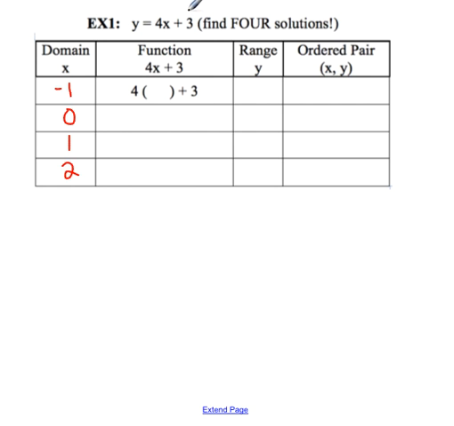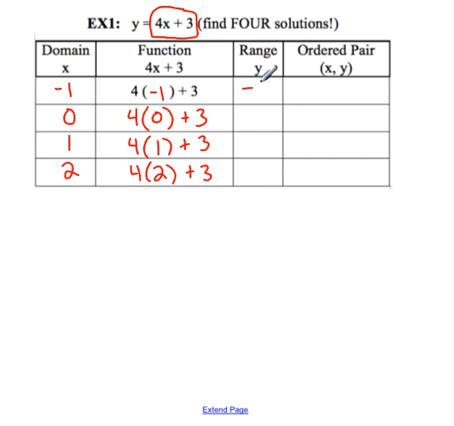Next, I'm plugging them into my function, my rule that I got from right up here. So instead of an x value, I'm going to plug in -1 here. Next row, I take out the x, I plug in a 0. I'm going to follow that pattern for all 4 rows. Now I am allowed to solve for my y value, my range. 4 times -1 is -4, plus 3, -1. 4 times 0 is 0, plus 3. 4 times 1 is 4, plus 3. 4 times 2 is 8, plus 3.